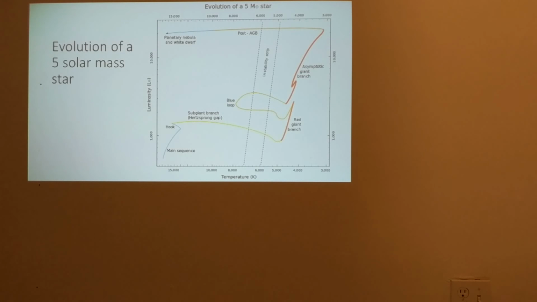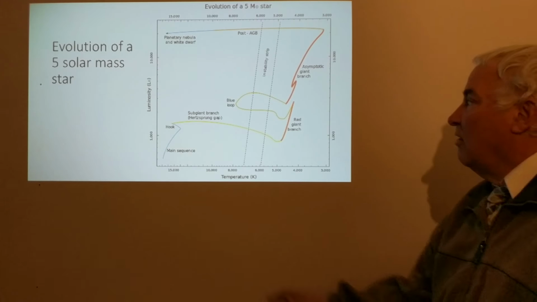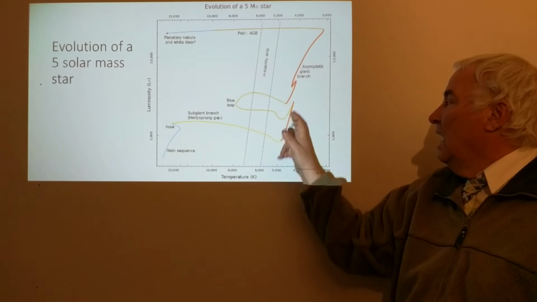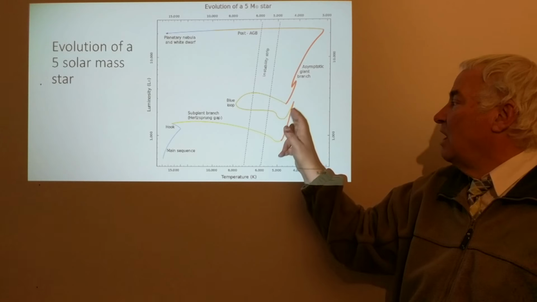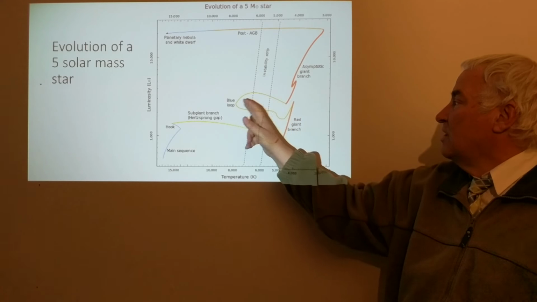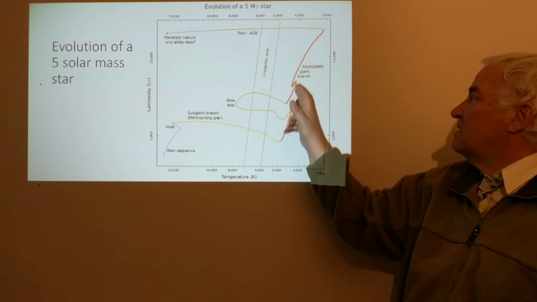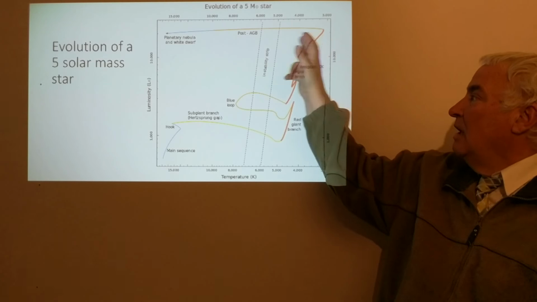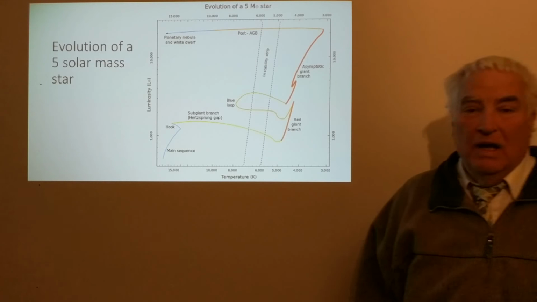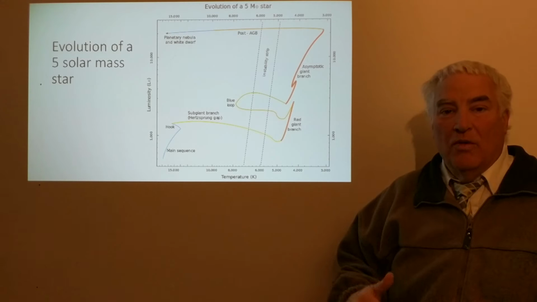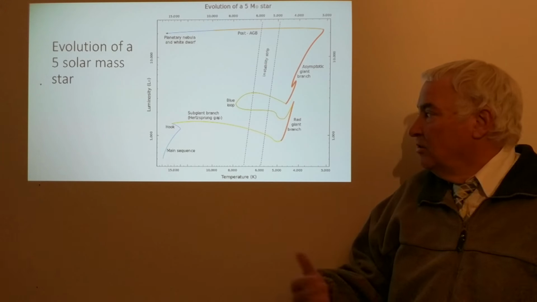If we think about a different mass star, we can look at the HR diagram for a 5 solar mass star, and it does a very similar thing. It has a red giant branch and a horizontal branch and an asymptotic giant branch, or AGB, and produces a planetary nebula. It's only when we get up to more than 8 times the mass of the sun that things change.